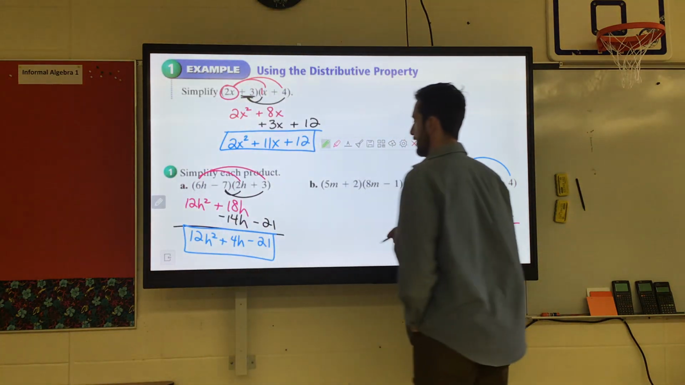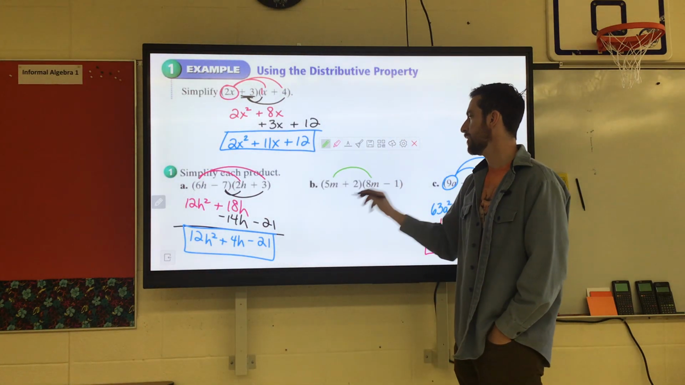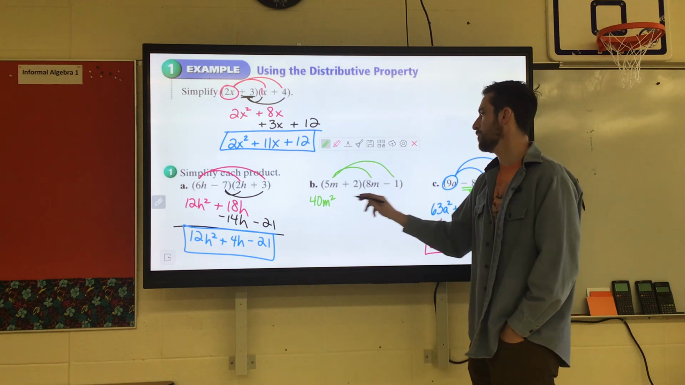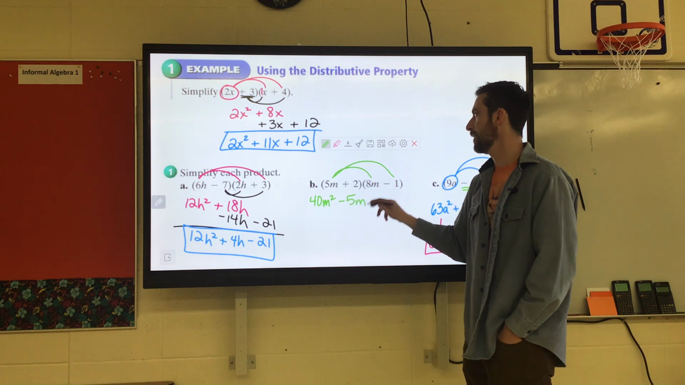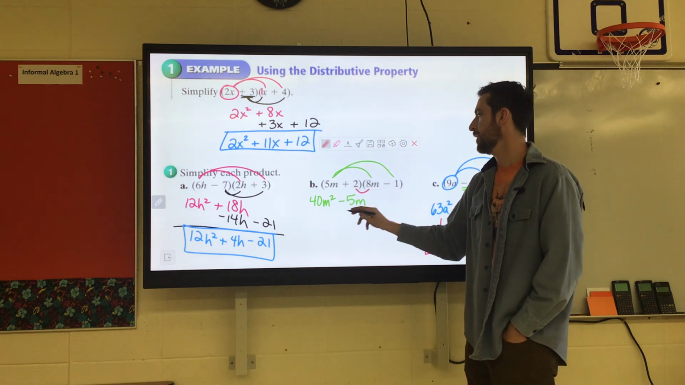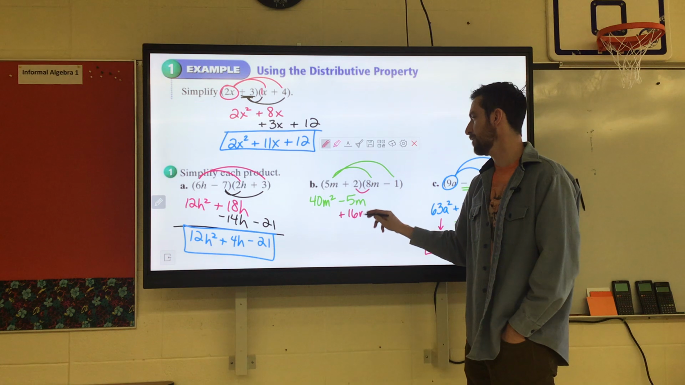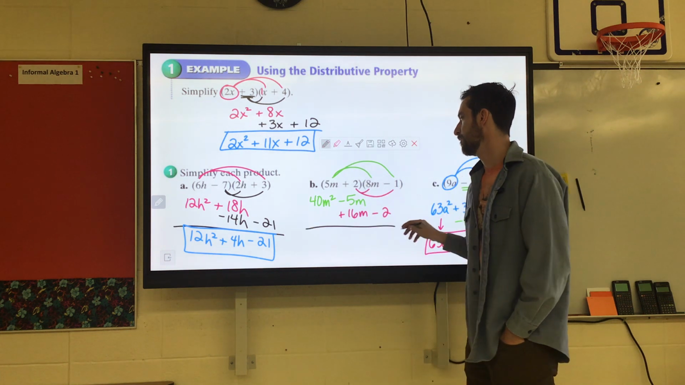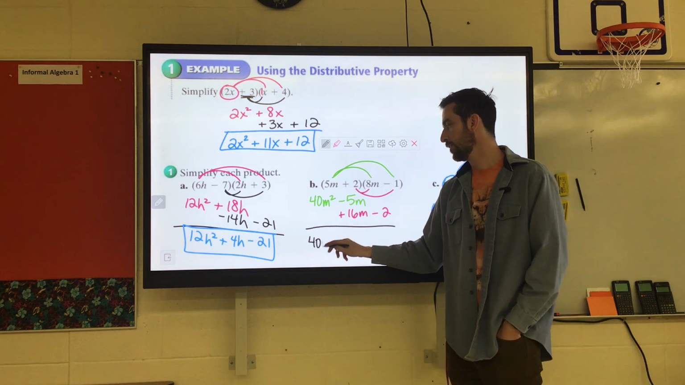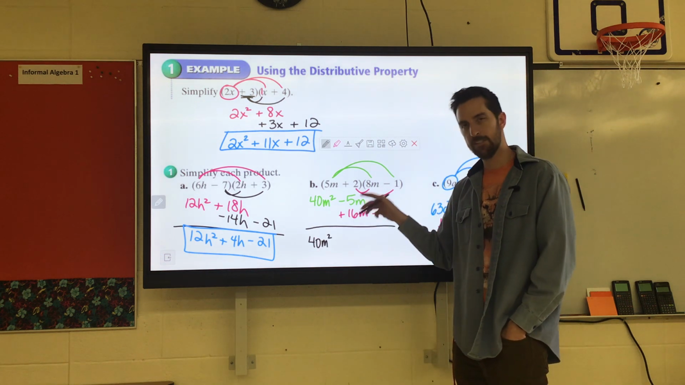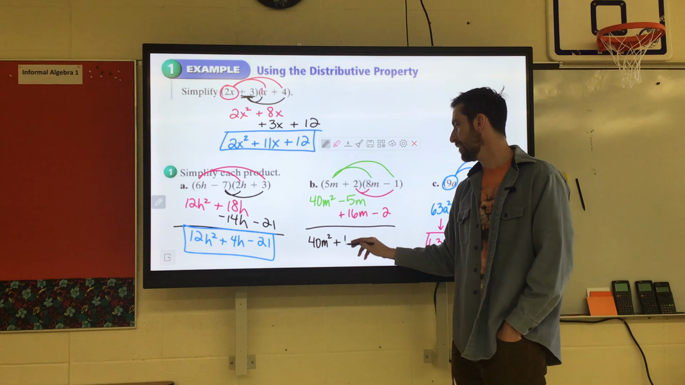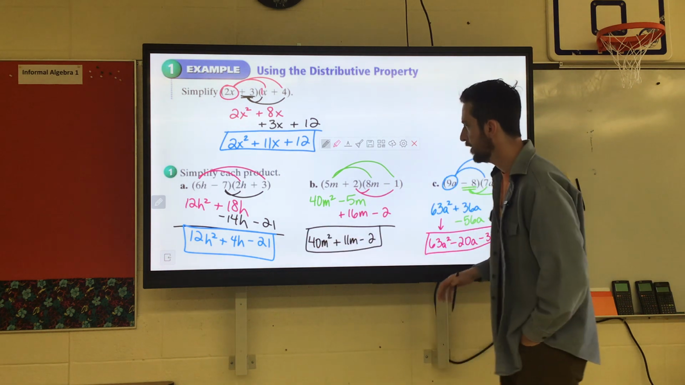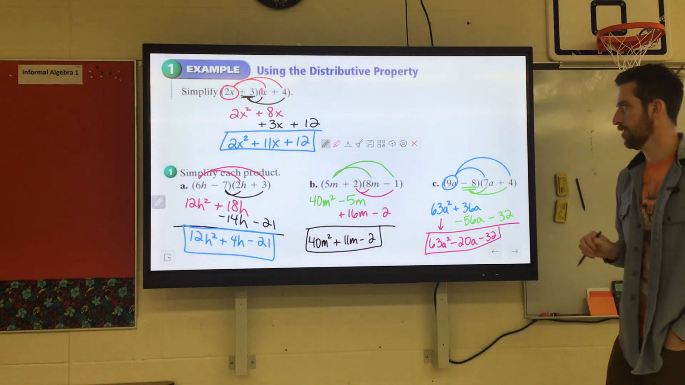All right. If we did 5m times 8m, that's 40m squared. 5m times negative 1 is negative 5m. 2 times 8m is 16m, positive. And 2 times negative 1 is negative 2. 40m squared. Negative 5 plus 16, or 16 minus 5 is 11. Minus 2. Cool. Done. Hopefully you feel comfortable with those.